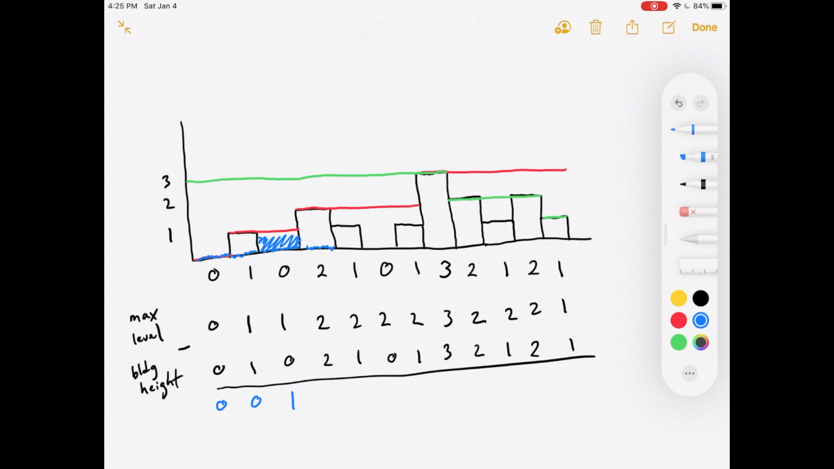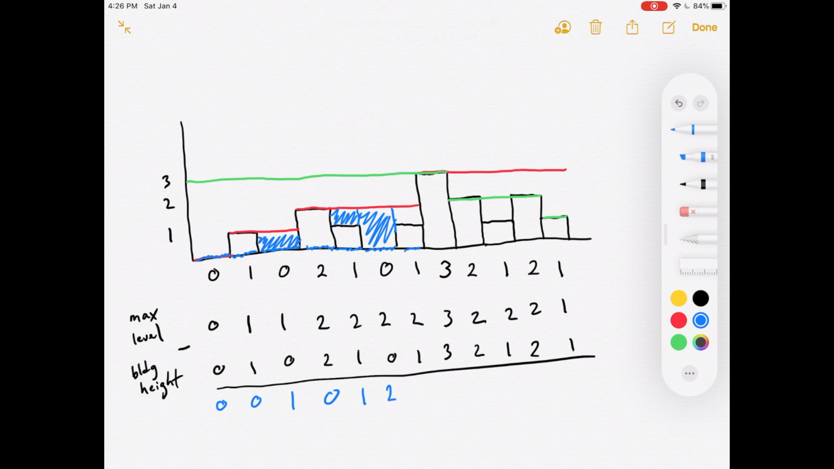Here, max potential water level height is 2, but the building has a height of 2. 2 minus 2 is 0. Here, we have a max potential water level height of 2 and a building height of 1. So the water level here is 2 minus 1, which is 1. Here, potential water level height of 2, building height of 0. 2 minus 0 is 2.